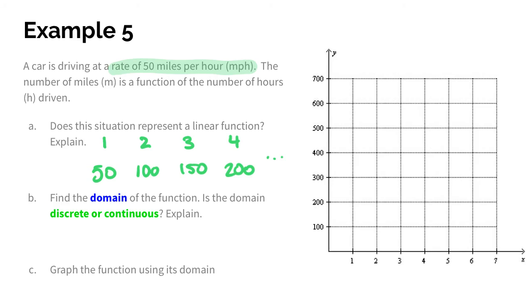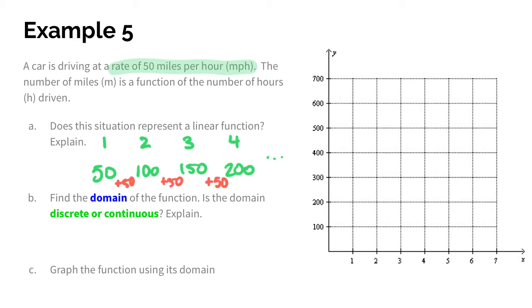So remember, a linear function always has a constant rate of change. Considering the outputs I get, I go from 50 to 100, which means I'm adding 50, 100 to 150, 150 to 200, and so on. And notice that every time I'm simply adding 50. That's what 50 miles per hour means. At every hour, I would go 50 miles. So notice that is a constant rate of change.